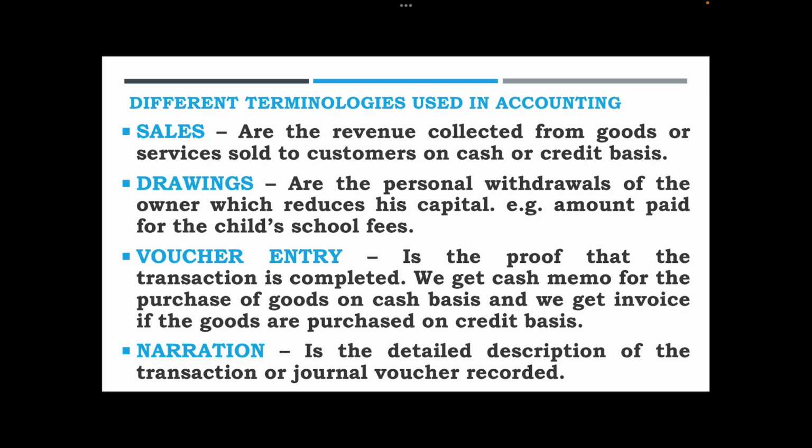Now the next is the voucher entry. Voucher entry is the proof that the transaction is completed. We get the cash memo for the purchase of goods on cash basis, and we get the invoice if the goods are purchased on the credit basis.